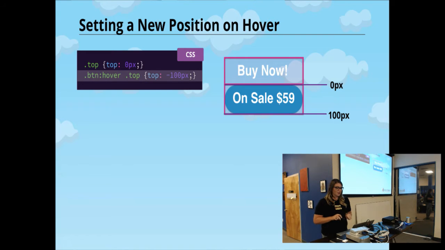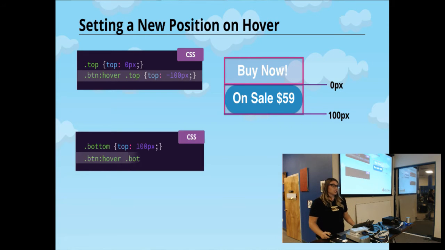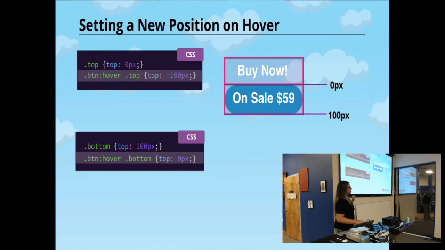Okay, so we've got it all set up so that it's positioned initially. But now we need to set the new positions on hover. As you saw in the example, when I hovered over the button, I want buy now to go up and on sale to go up. So we're statically saying, when the top class is on button hover, we want it to be -100, and the bottom class on button hover, we want to be 0. You're literally saying subtract 100 from where you just were, and it will move both of those up.